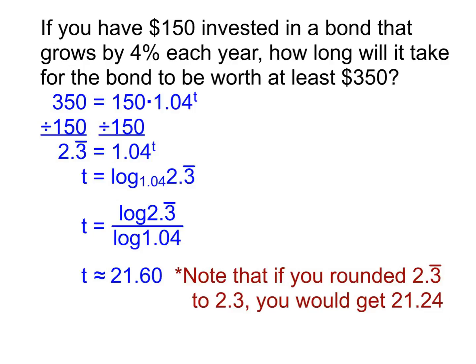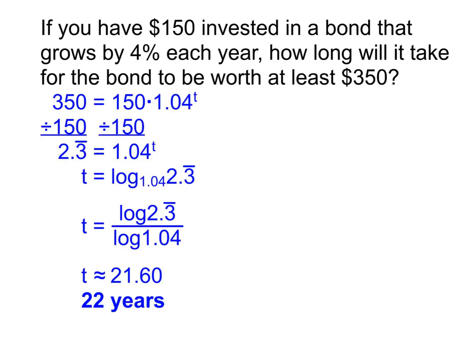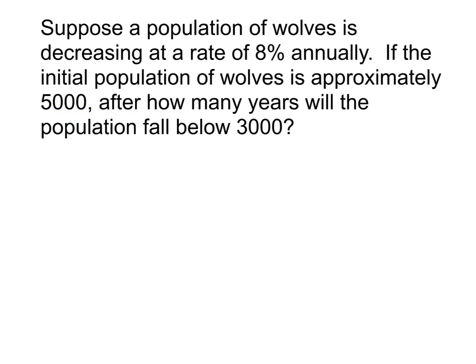And then you can finish it out in the parentheses, divide it by log of 1.04, and you should then be able to get the 21.60. So in this problem, we end up finding that it takes about 22 years for it to be worth about 350. So having seen how to do that one, follow that pattern now and use it to figure out how we would solve this problem. So again, start by writing the equation and then solve the equation.